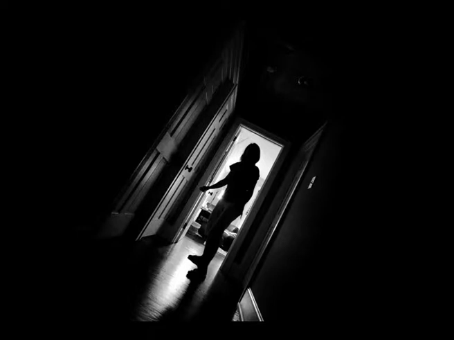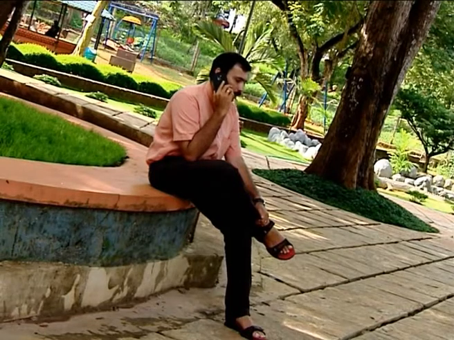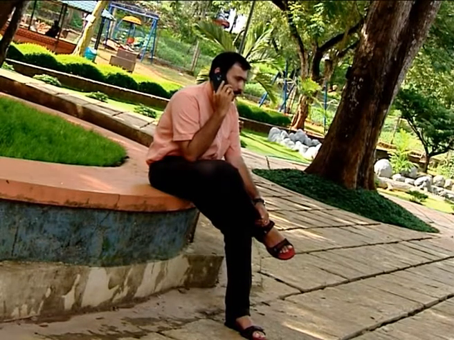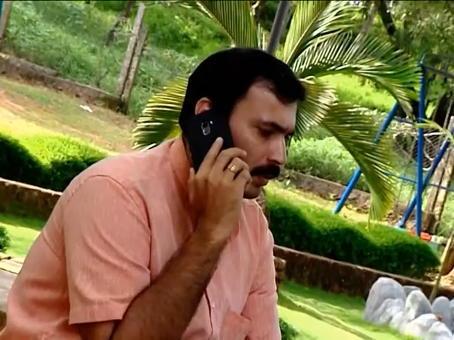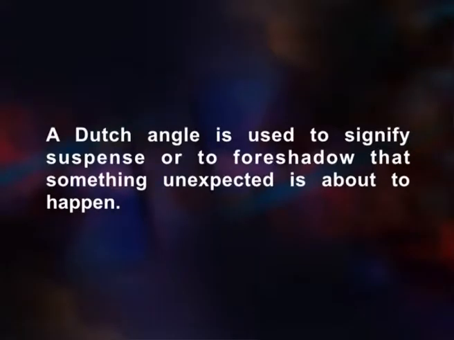Dutch tilt. Also called canted angle, a Dutch tilt has the camera leaning sideways, transforming the horizon into a slope. A Dutch tilt changes horizontal and vertical lines into diagonals and creates a more dynamic composition. Though rare, canted angles can be employed with great artistic effect to disorient and disturb the viewer. In order to film a Dutch angle, the camera has to be tilted to the right or left. A Dutch angle is used to signify suspense or to foreshadow that something unexpected is about to happen.